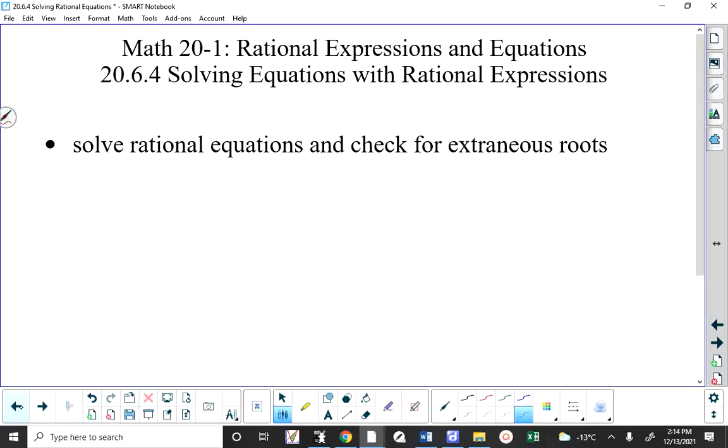We're solving equations that have rational expressions in them, and we need to check for extraneous roots. By now, you should understand that an extraneous root is a solution to an equation that you arrive at through high quality good math, but it's still not right. When you solve radical equations, sometimes you get an answer that's extraneous. When you solve absolute value equations, sometimes you get an answer that's extraneous. Now you need to add into that list rational equations.